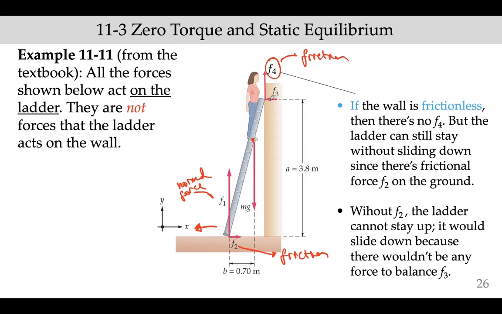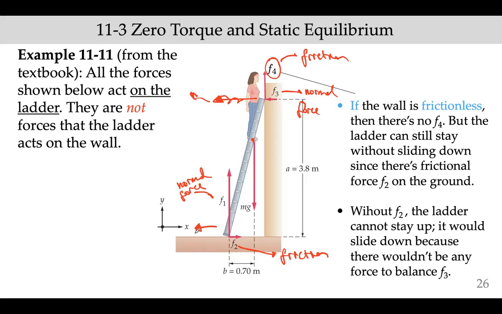And because the ladder is touching the wall, there should be some normal force from the wall. That's also a normal force. If the wall is frictionless, that's possible. Let's say there's friction on the ground, but the wall is frictionless, then there's no F4. So F4 could be 0. Even in that case, the ladder can still stay without sliding down since there's a frictional force F2 on the ground.